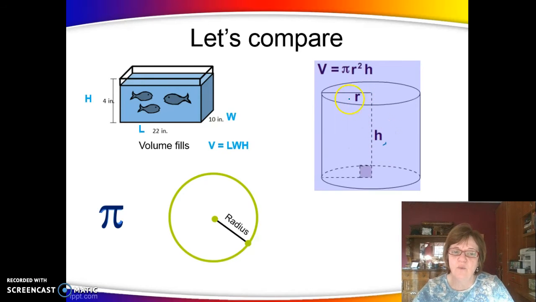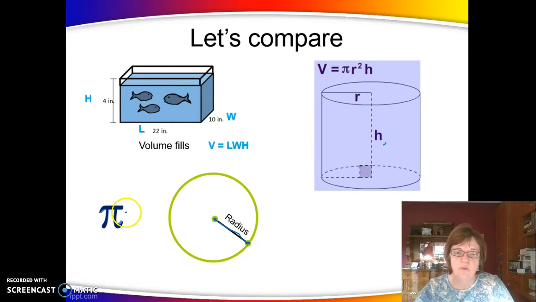Now, r, what in the world is that thing? Well, down here I've got a little diagram to show you. The radius is what we call r, and it's just from the center all the way out to the edge. Halfway across. You can figure it either from the edge to the center or the center to the edge. Just the halfway across part is called the radius.